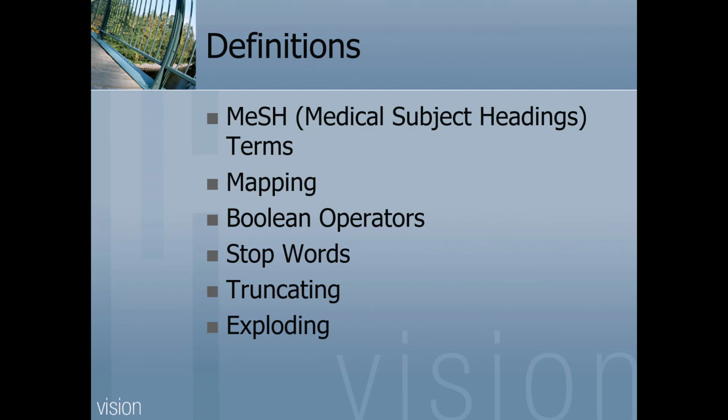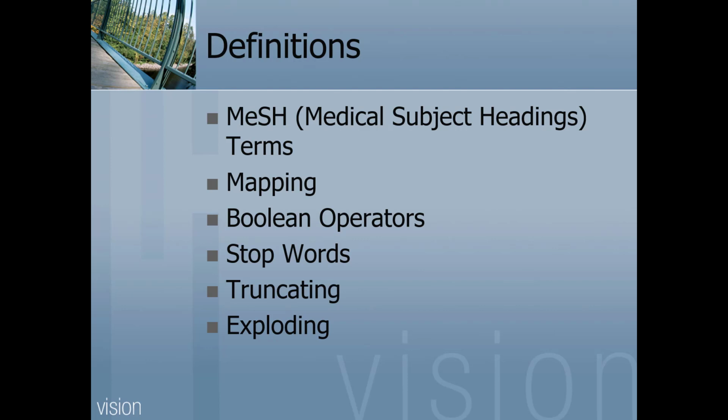Stop words. Stop words are frequently occurring words that have little meaning and cannot be used alone in a search. Using stop words would retrieve nearly all articles in the database. Some examples of stop words are a, always, or either.